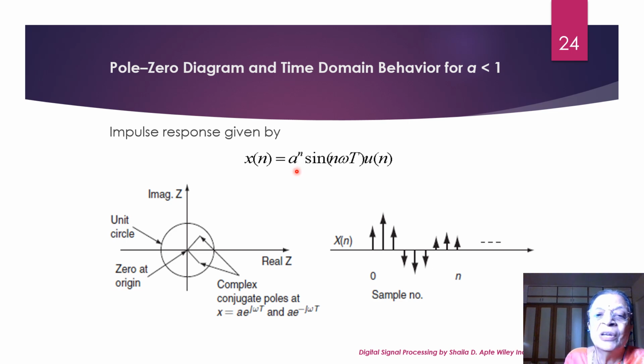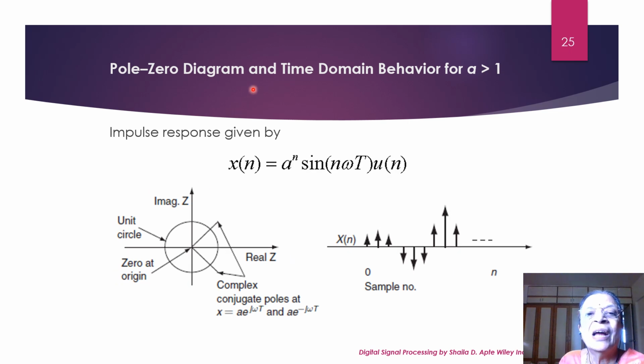Now when I introduce a raised to n here, what happens is, in this case there are poles at a e raised to j omega t and a e raised to minus j omega t. There are two complex conjugate poles, and these complex conjugate poles being inside the unit circle, again the response will be a sine function, but the amplitude of this sine wave goes on decreasing as n increases because a is less than 1. You follow?